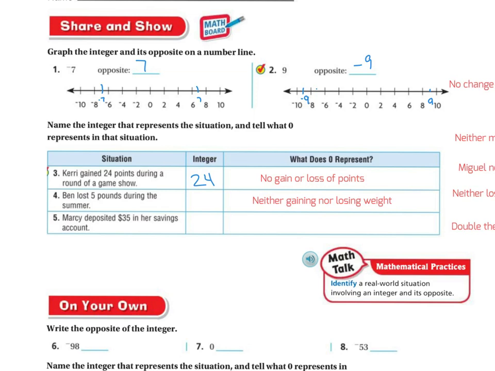Now, Marcy deposited $35 in her account. No change in the account balance for the 0. So in this situation, you're gaining 24 points, so that's a positive. In this situation, you're losing 5 pounds, so that's a negative. In this situation, you're depositing $35 into your account, so that's a positive number.